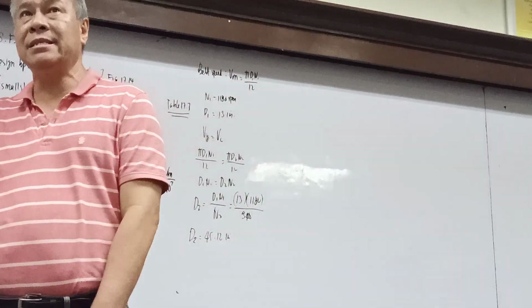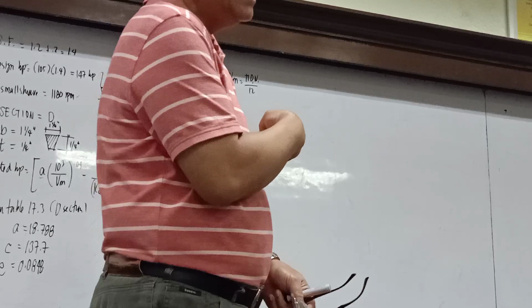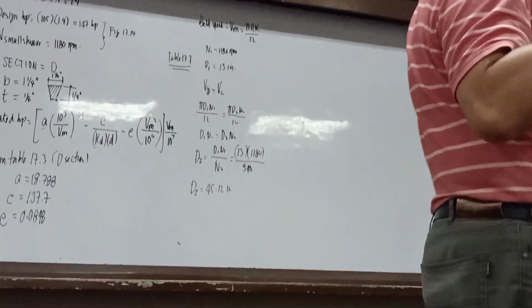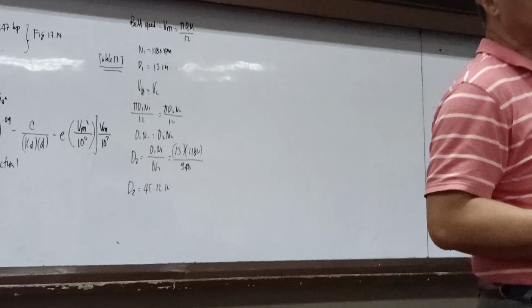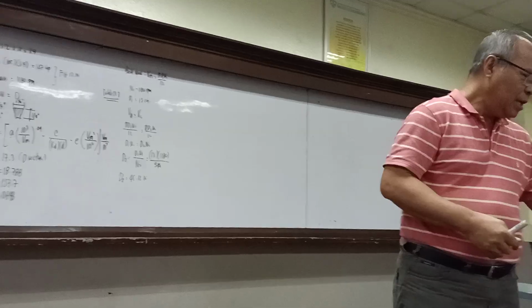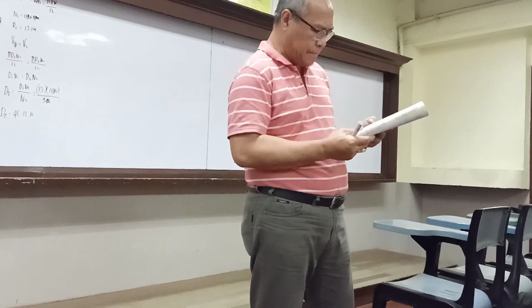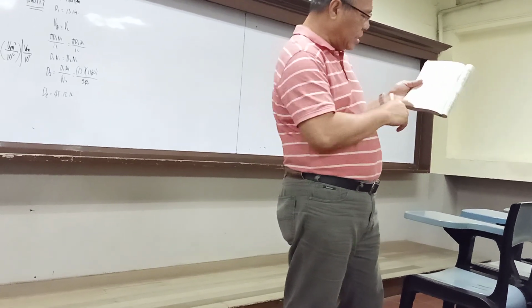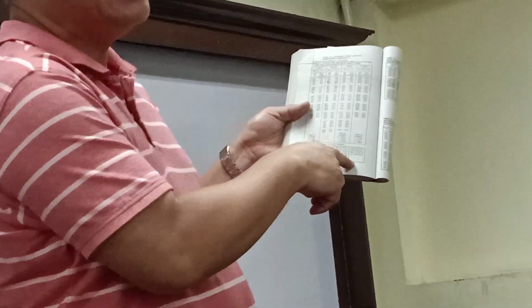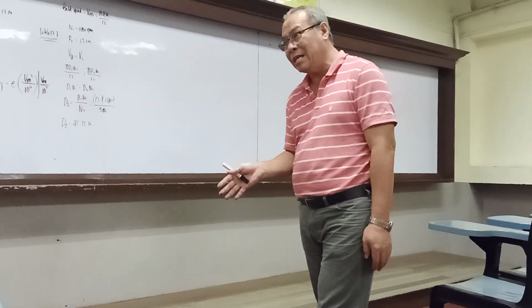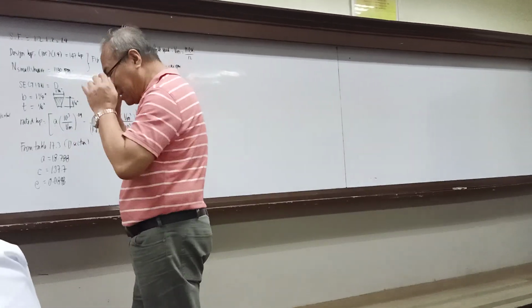Take note that 45.12 inches was the computed value, but we can standardize that. Meaning, kung ano yung commercial sizes na available, yun ang gamitin natin. Saan natin makukuha yan? Go back again to table 17.3. On table 17.3, you have the standard sheave diameters for each section of the belt. Hanapin nyo yung 45.12 dun sa section na ito. Kung wala, yung pinakamalapit na value, pwedeng lower or higher, basta malapit, wag lang masyadong malayo.